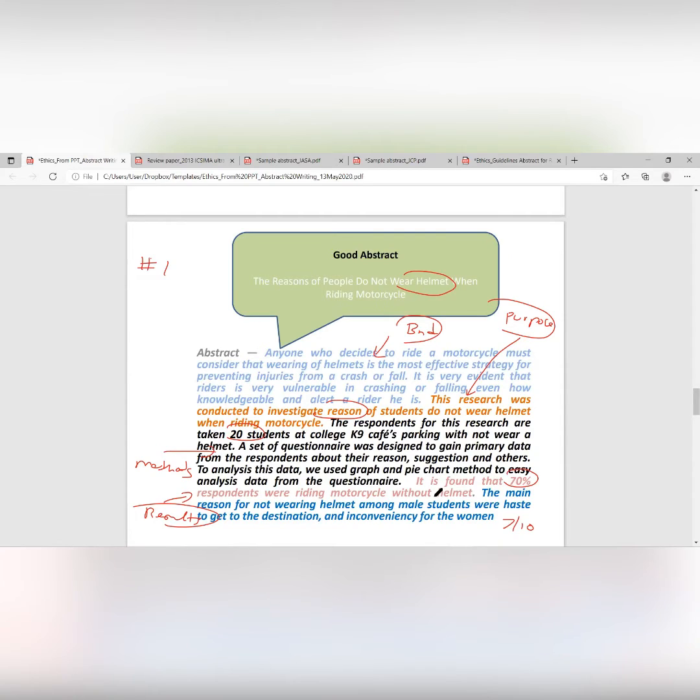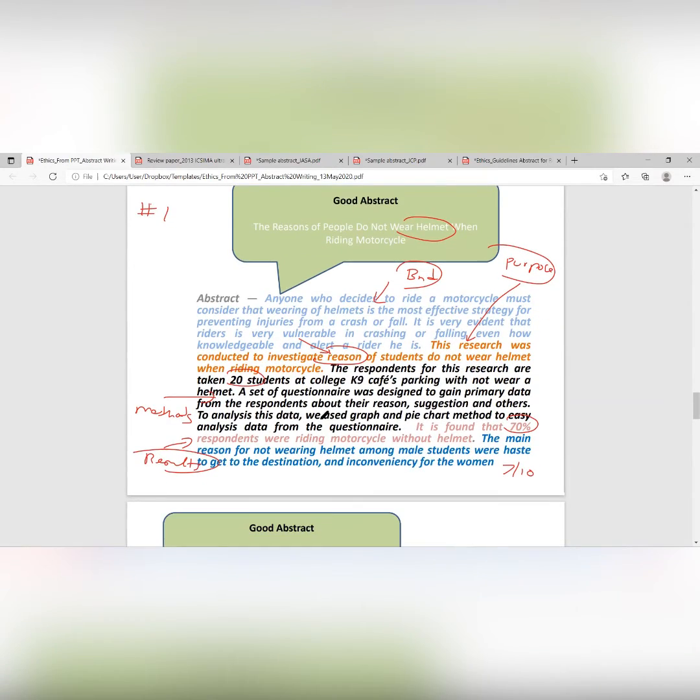So what's the problem, right? They want to know the reason why you guys don't wear helmet. And then the main reason for not wearing helmet for male is haste. Okay, male students always haste. We always want to reach the destination as fast as we can and so on. So sometimes wearing helmet is not convenient. Or maybe if you're rushing, you forget about the helmet. So because of haste.